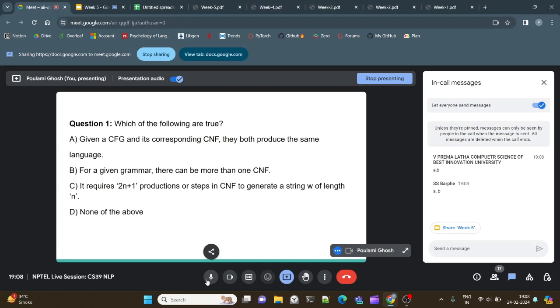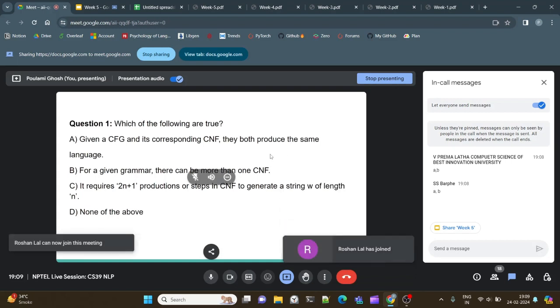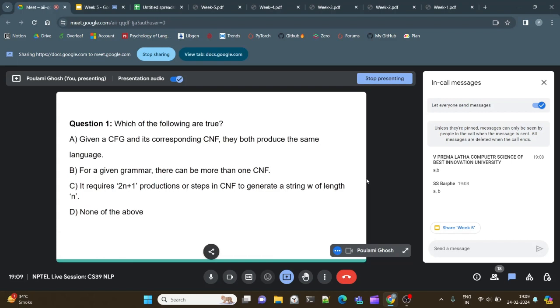Okay, let's discuss the problem. The two of you have answered, Premalata and SS Barpe. Both of you think it's options A and B. Premalata, would you like to say why you think option A is the correct answer? Just a guess, ma'am. Okay. How about both A and B? Any idea about why B is the correct answer? Anything that you would like to add? No, ma'am. Okay. How about SS Barpe? Would you like to comment why you think A and B are the correct answers?